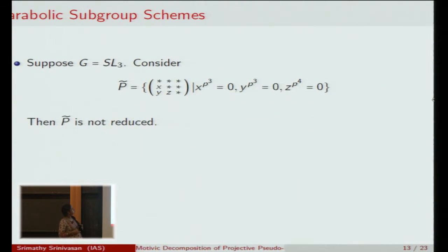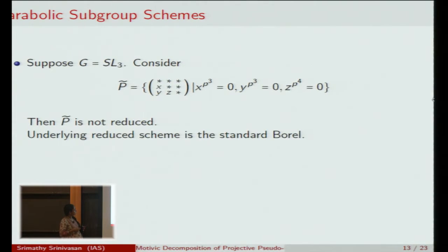Now what I'm going to do is, instead of looking at parabolic subgroups, which by definition were reduced, I'm going to look at parabolic subgroup schemes which are not necessarily reduced. So for example, look at G equals SL3. Let P tilde be the subgroup scheme defined by these equations. Then clearly the ring for P tilde is not reduced. So this is an example of a parabolic subgroup scheme.